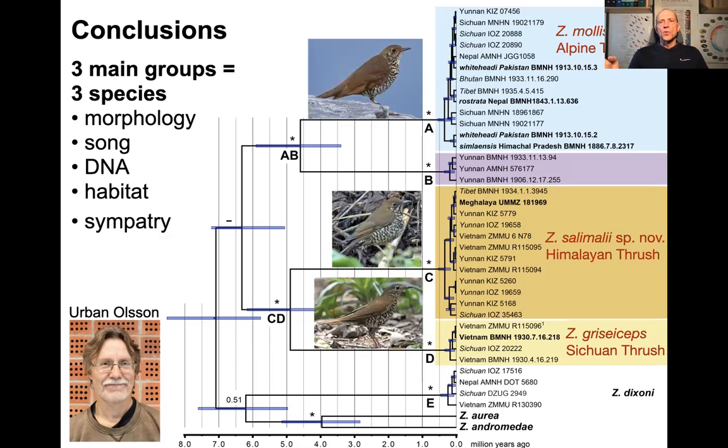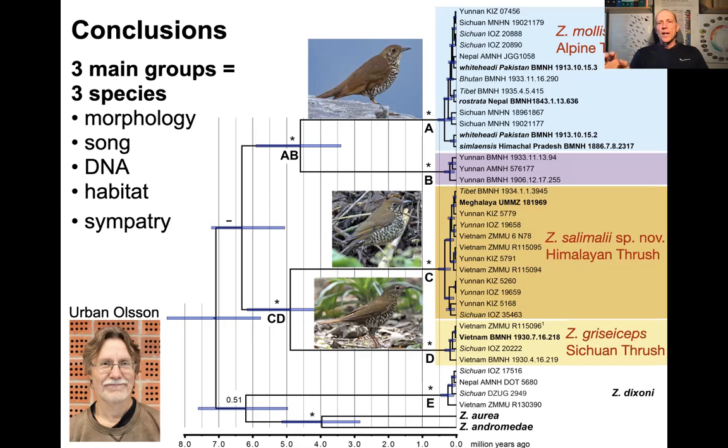So one of these groups is the original plain-backed thrush, so the Zoothera mollissima sensu stricto. And we propose that this should be called alpine thrush because it's the one that occurs at really high elevation in the alpine zone. That's where it breeds. In winter, it comes down to lower elevation. And then the bottom one marked in yellow there is the Sichuan thrush, which we used the name Zoothera griseiceps for because that name was available.